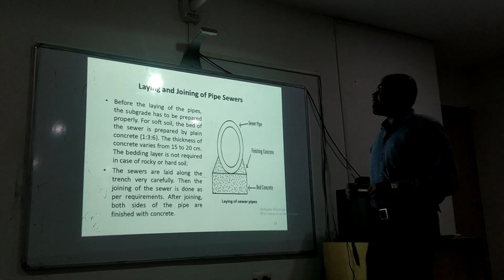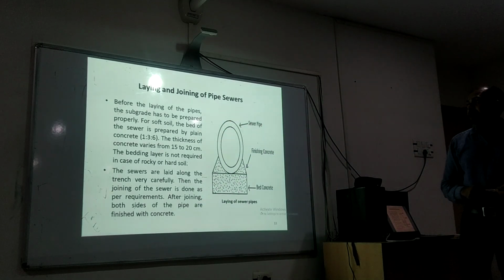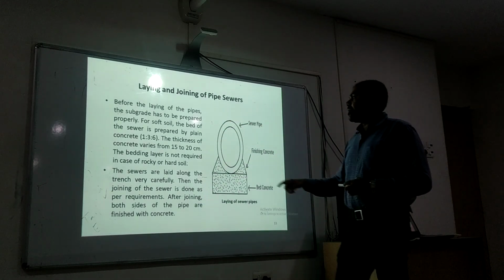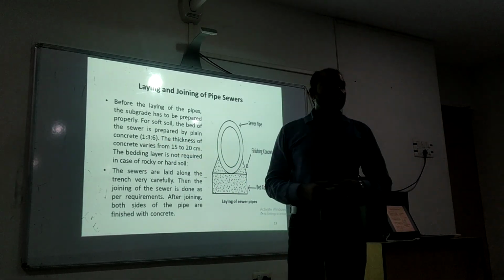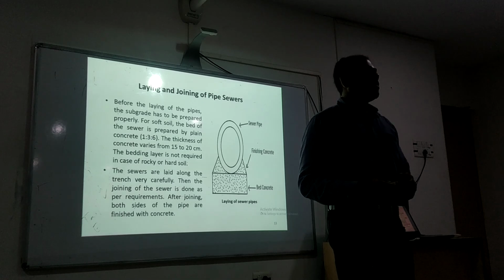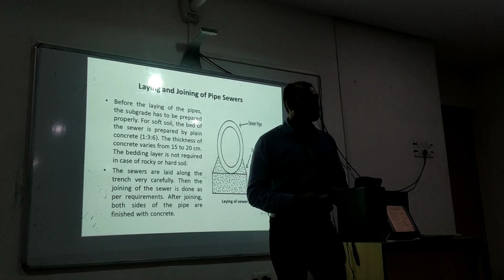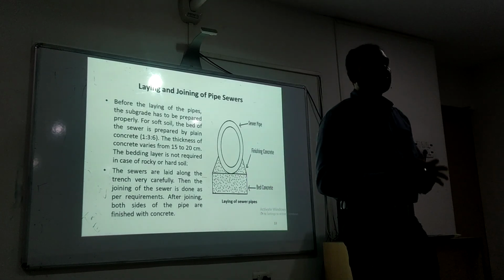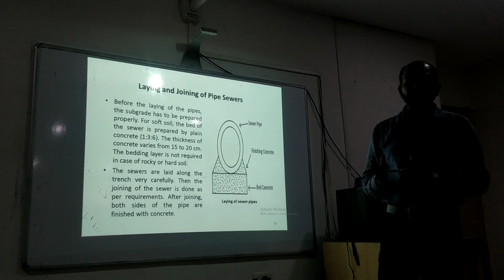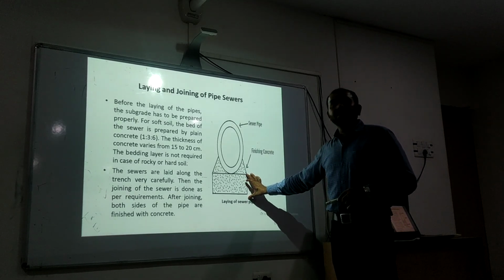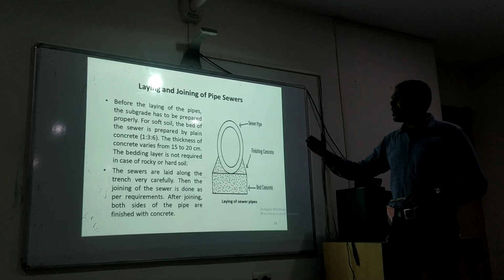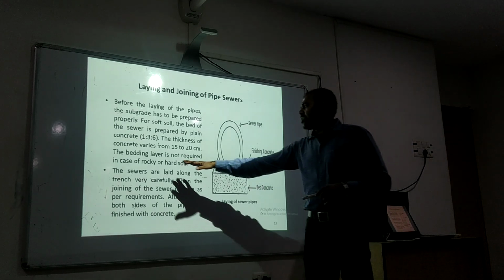So before laying of the pipe, the subgrade has to be prepared properly, and for soft soil, the bed of the sewer is prepared by plain concrete 1:3:6. What is this? 1 cement, 3 fine aggregates, and 6 coarse aggregates. So coarse aggregate forms the bulk of the concrete, right? The thickness of the concrete varies from 15 to 20 centimeters. The bedding layer is not required in case of rocky or hard soil.